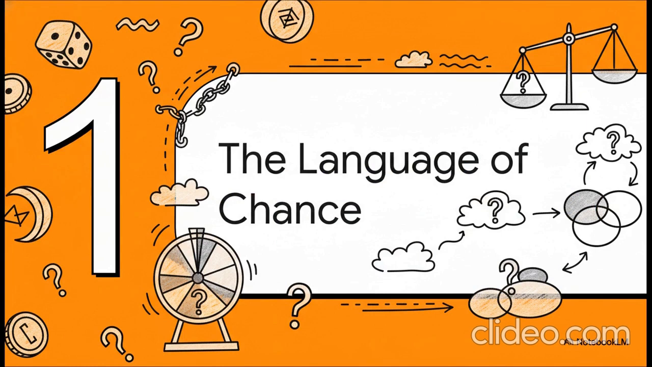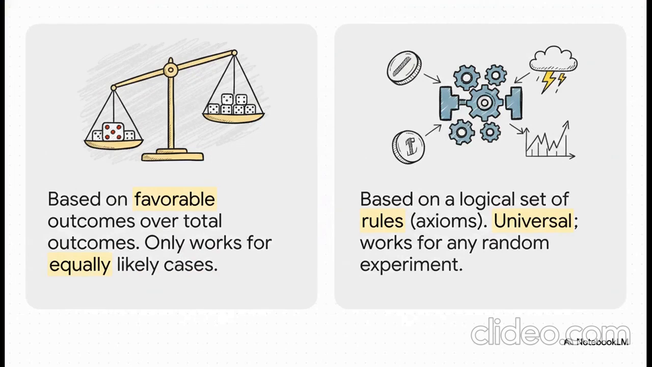For the longest time, our ideas about chance were just based on gut feelings. And yeah, that worked okay for simple coin flips or games, but it just completely fell apart when faced with the real, messy world. This slide really just lays it all out. The classical way of thinking, the one we all learned in school, good outcomes over total outcomes, it's neat, but it has this huge catch. It only works when everything has an equal chance of happening. But what about a loaded die, or the chances of a stock going up?